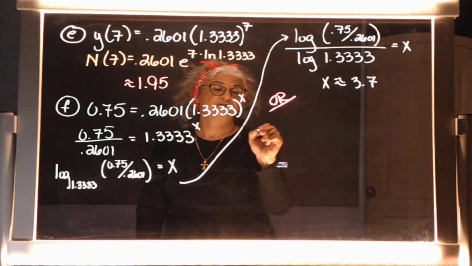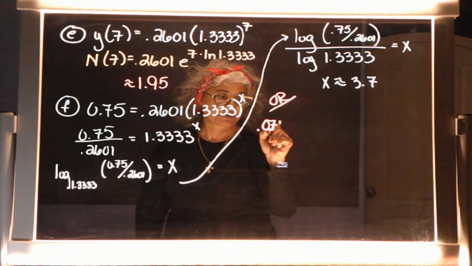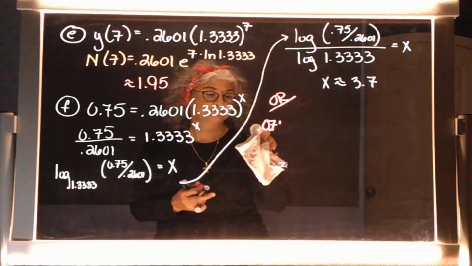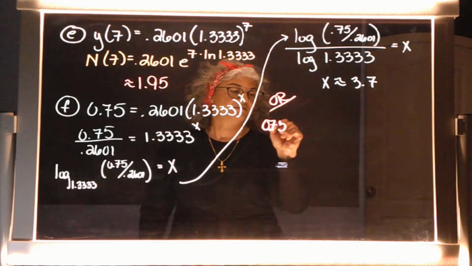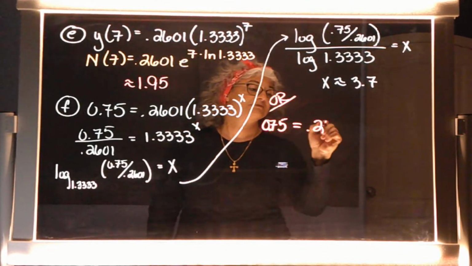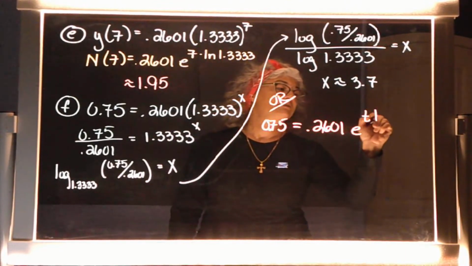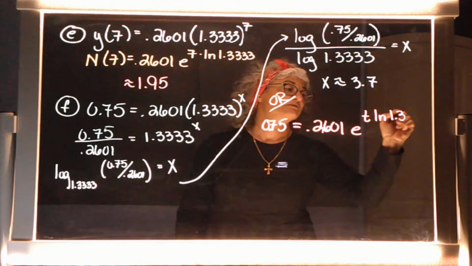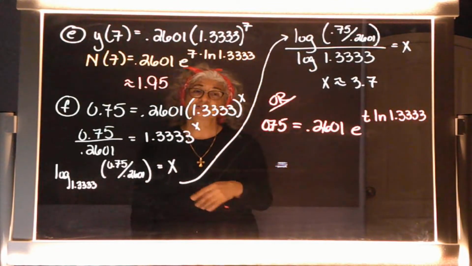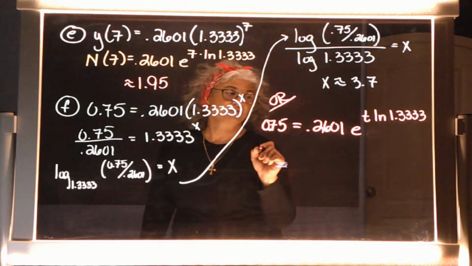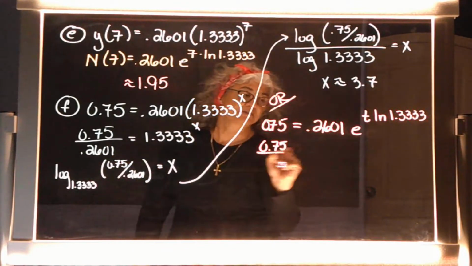Maybe you decided to use the other one. Whoops, my decimal's in the wrong spot. Sorry. And, to the t times this natural log. So there's your setup, right? First thing you're going to do, divide by the 0.2601. Gee, that looks familiar, doesn't it?